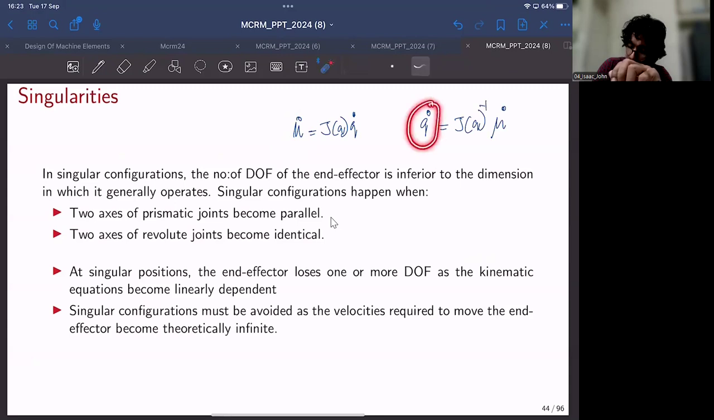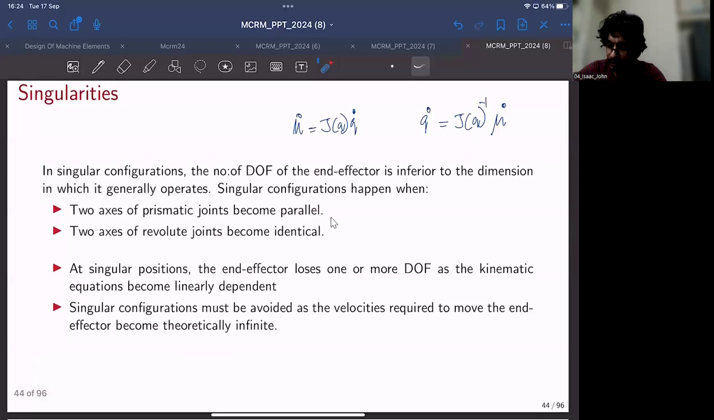So if you consider this to be the input that you have to give into the joint, when this Jacobian matrix becomes singular, this q dot that you would estimate may tend to infinity. It may go to a very huge value when the Jacobian matrix becomes singular, or if its determinant vanishes. And the physical meaning of a singular configuration is that it happens when two prismatic joints become parallel, or when two revolute joints become identical, or collinear.